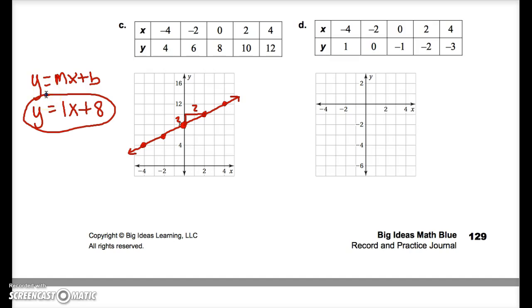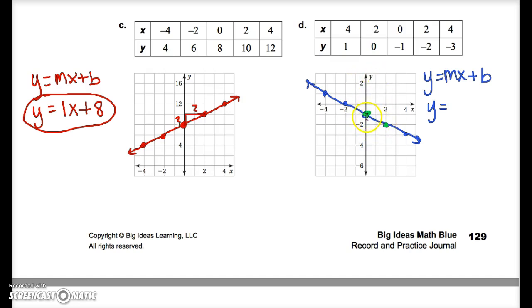There you go. Okay, part D. Start graphing these. -4, 1, -2, 0, 0, -1, 2, -2, 4, -3. There's my line, kind of. Okay, and then we plug our numbers into y equals mx plus b. So let's say we start right here and go here. Well, everything goes by ones on this graph, so that's nice.